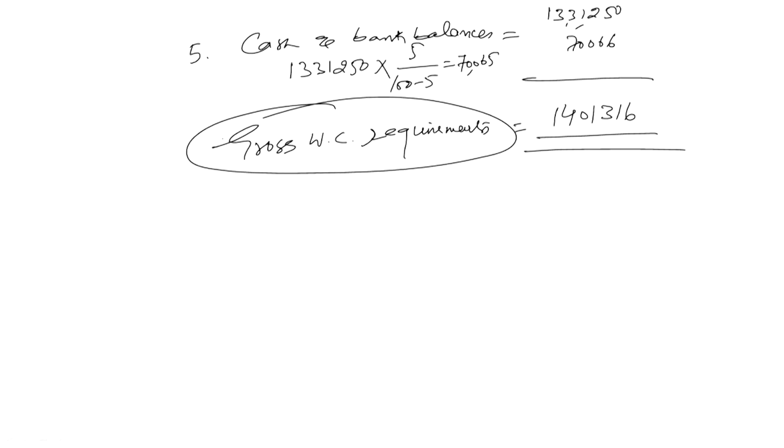Why are we calling it a gross working capital requirement? Because this is the total amount which we require to create the current assets at the different levels. Say, for example, the investment at the raw material stage will be this much, at the WIP stage this much, then at the finished goods stage this much, and at the sundry debtor stage this much. So, this is the investment requirement, meaning the creation of current assets.